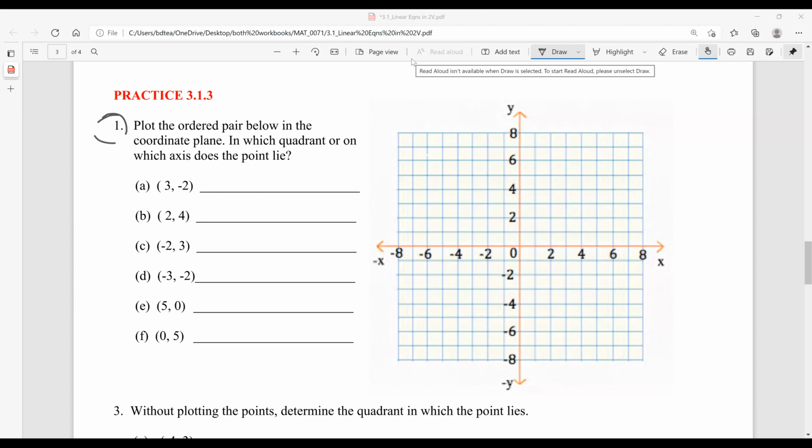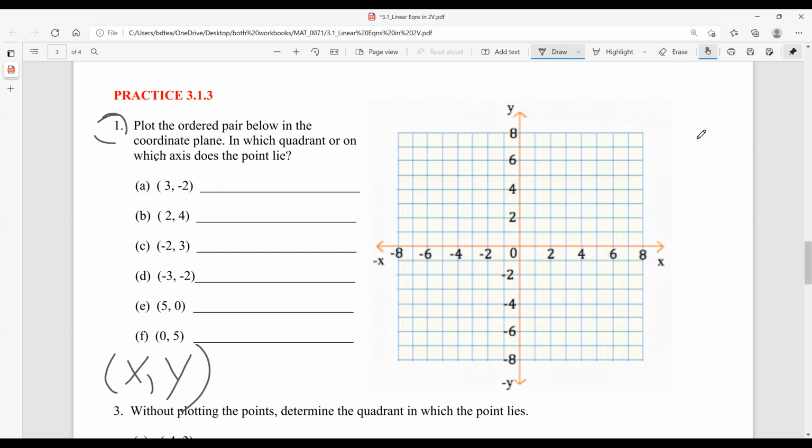The point 3, -2. Again, just to reiterate, all the x values are the first coordinate, and all the y values are the second coordinate. And it's consistent throughout the entire chapter. I just want to continue to emphasize that the first coordinate is x, and the second coordinates are y. So let's plot the points.